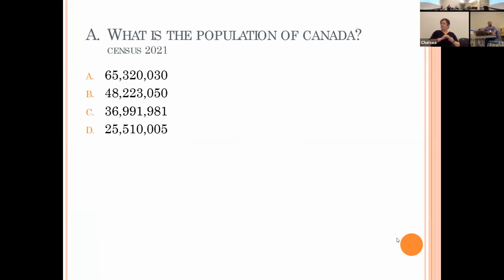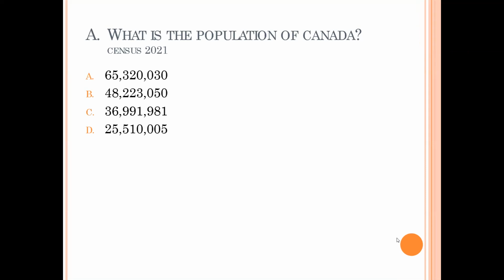So the first question, and the three of you in the room get to answer, and I'm going to open it on my Dropbox so that I get the right answer, is what is the population of Canada? 48 million. Are you sure? Almost, yeah. It's not 65, definitely. Between 36 and 48, and I will go with 48. Mom, you want to take a guess? I would go with C. You can never go wrong with C. I would say C. Yeah, so it's actually C.